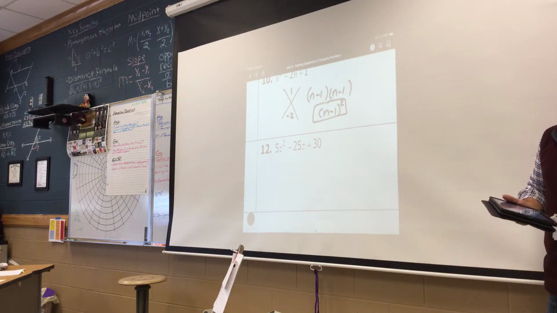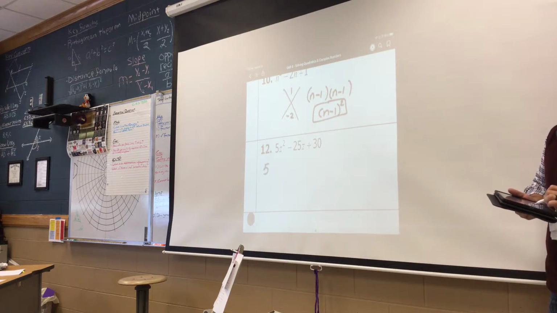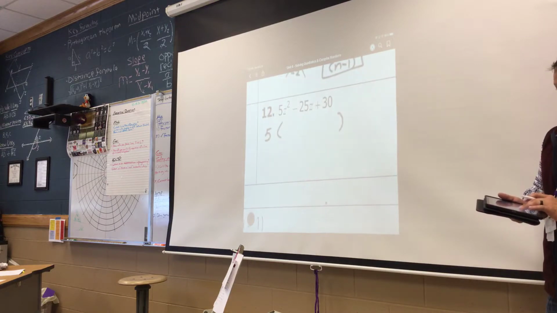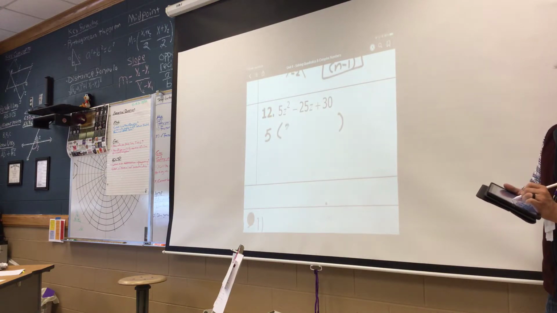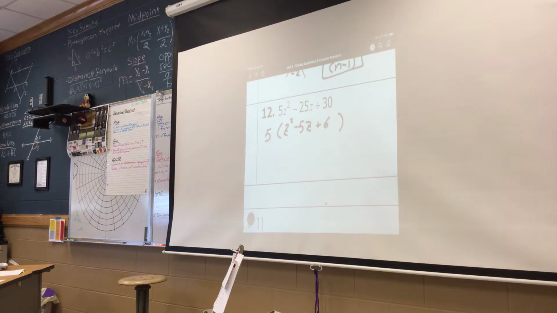All right, so your number 12. Got to pull a 5 out to begin with. So what's on both sides of the equation? Okay, so we're not done here. We've just got it whittled down a little bit to where we can work with it easier. This is what I worry about factoring. So multiplies to give me 6, adds to give me a negative 5.